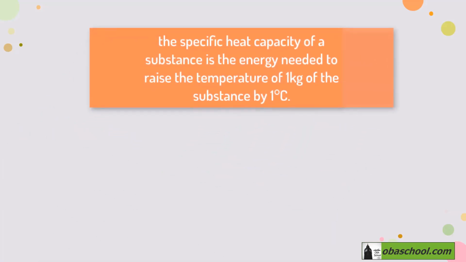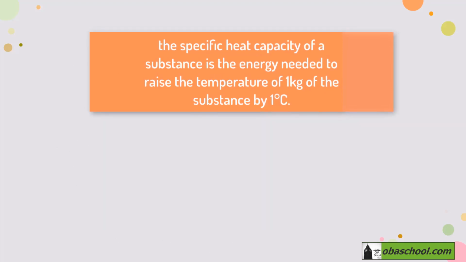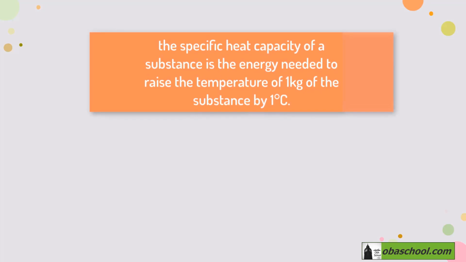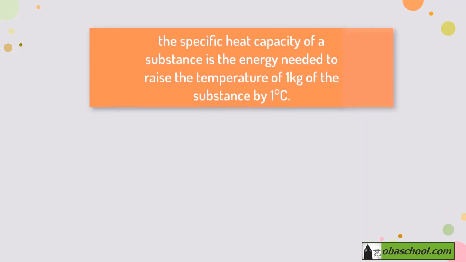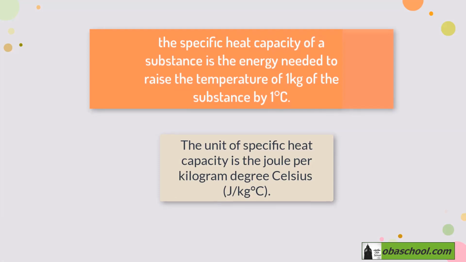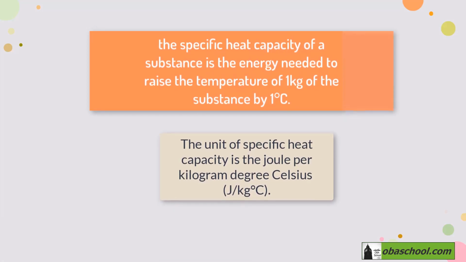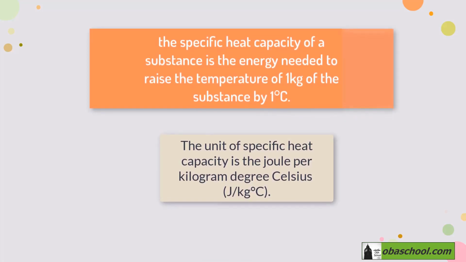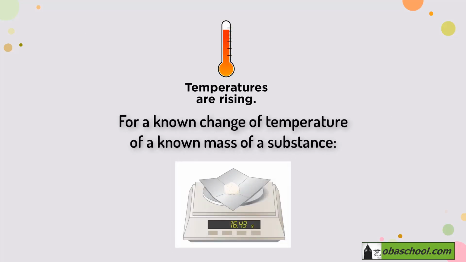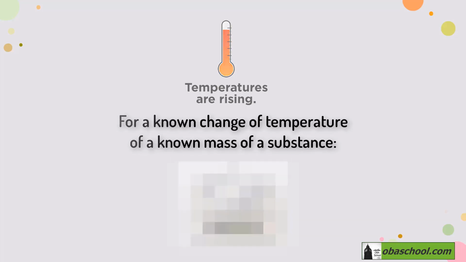As we know, the specific heat capacity of a substance is the energy needed to raise the temperature of 1 kilogram of the substance by 1 degree Celsius. The unit of specific heat capacity is the joule per kilogram degrees Celsius. For a known change of temperature of a known mass of a substance, let's discover the following equation.